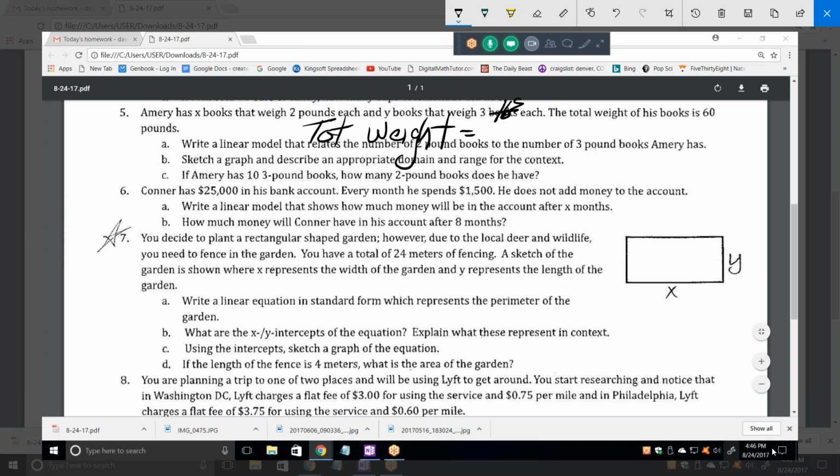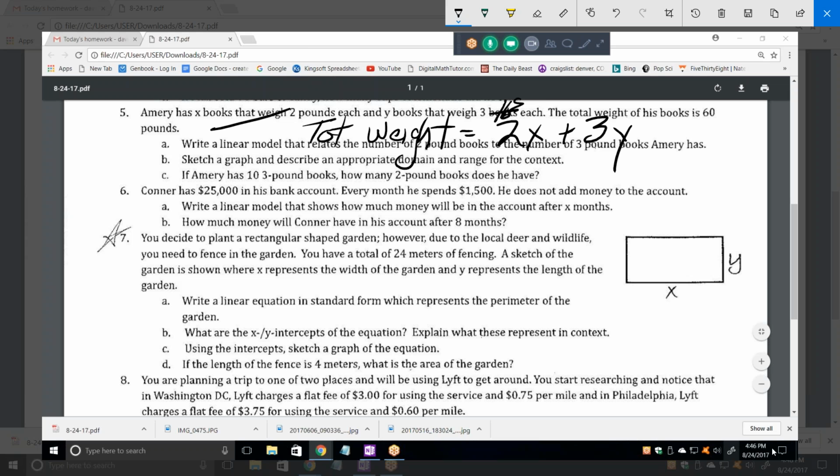60 pounds. No, well, not yet. Let's ignore that for a second. Let's get our full proper equation. The total weight is going to be 2 times X, because X is the number of your small books, plus 3 times Y. Y are your big books. So this is the general equation for this model.